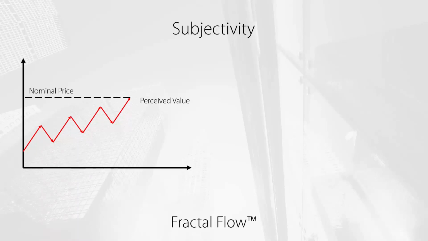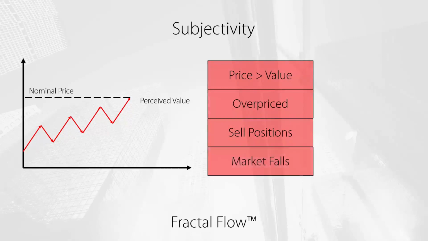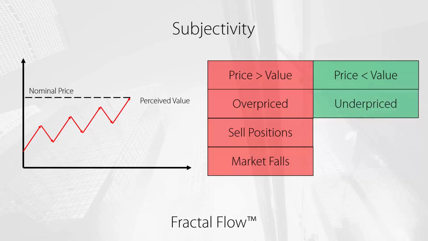For example, if most traders in the market look at the nominal price and they subjectively assume this price is higher than their perceived value of the market, price tends to fall because these traders will feel like the market is overpriced and they will open sell positions. By the same token, if most traders in the market look at the nominal price and they subjectively assume this price is lower than their perceived value of the market, price tends to rise because these traders will feel like the market is underpriced, and they will open buy positions.